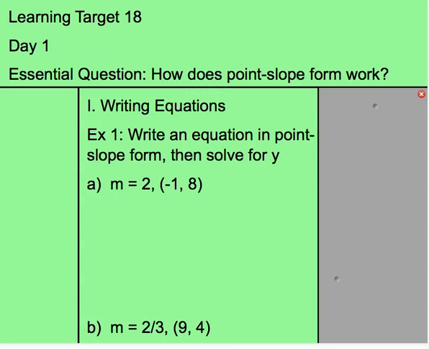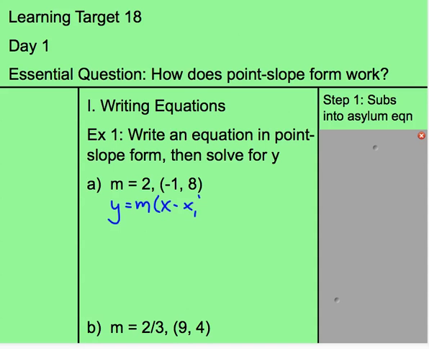All right, the first thing we're going to do with our point slope form is learn how to write an equation. Step 1, substitute the values you're given into the asylum equation. We're given the slope and the point. So it is helpful if you write down the equation first. This is helpful for two reasons. One, if you write it down every time, you'll get it memorized, which you need to have it memorized.